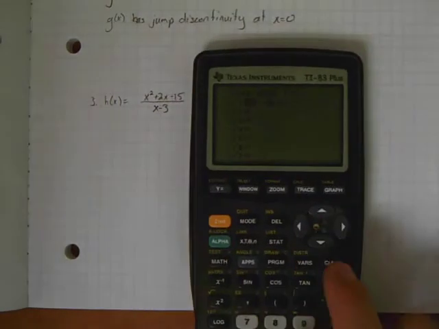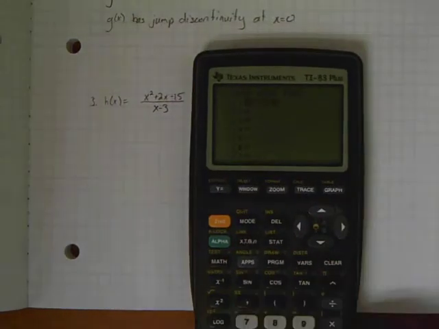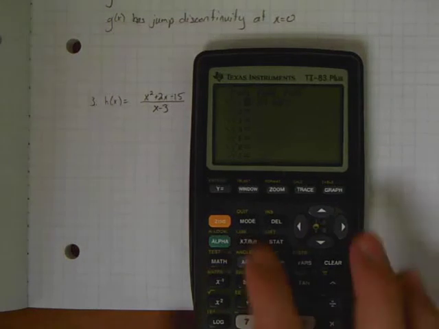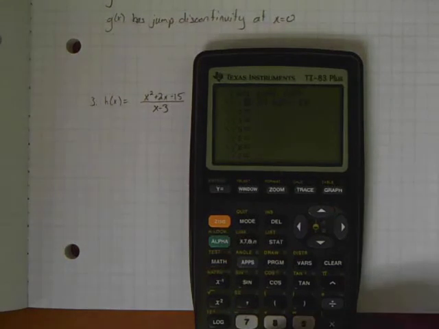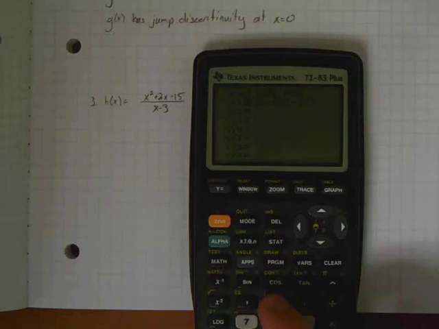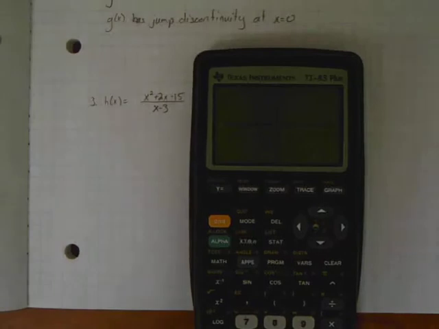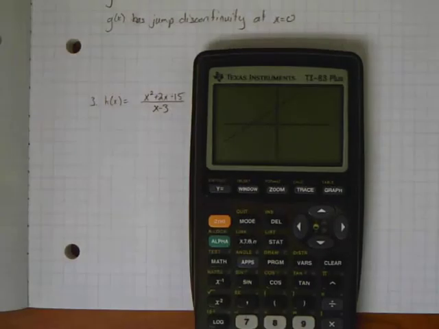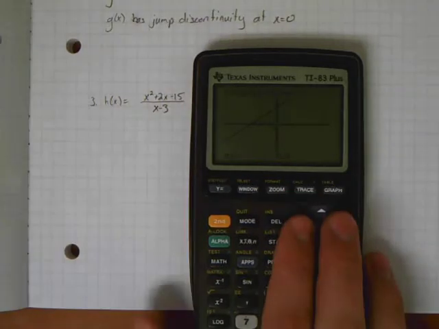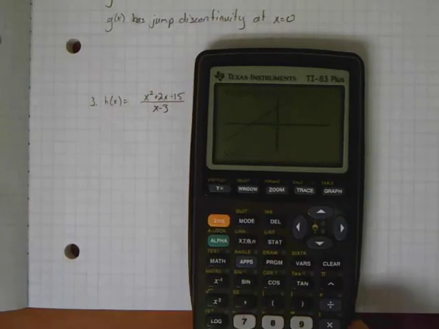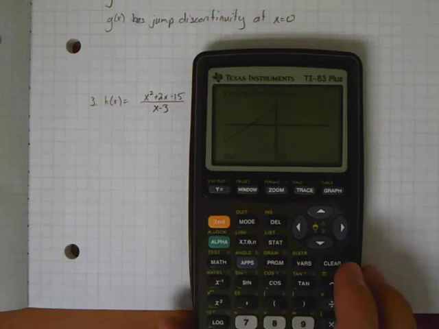So we get to our y equals, type it in. And I think you'll be surprised by the result. It looks like a straight line. Well, obviously something's wrong, because if we put in 3, we're going to get an undefined answer. If you hit trace and you type in the number 3, look at the y value it gives you. It's not even there. It's non-existent.